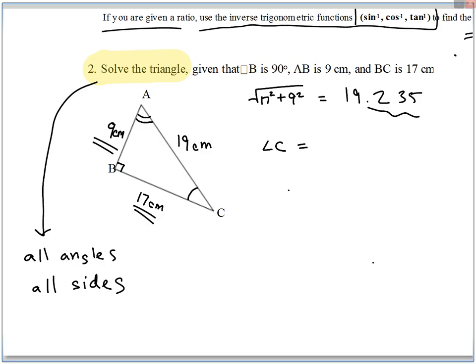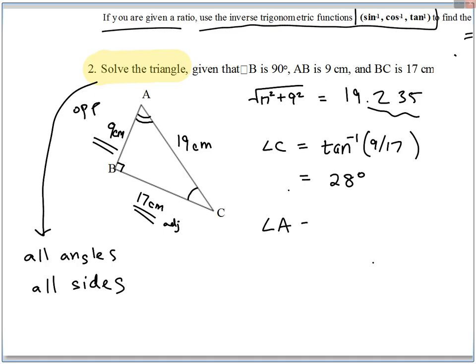9 is which label? Op. 17 is which label? Adj. So to solve for angle C, do you use tangent or second function tangent? Second function tangent. And what goes in the bracket? The ratio of sides. 9 over 17. So second tan, 9 over 17. Looks like 28 after rounding.